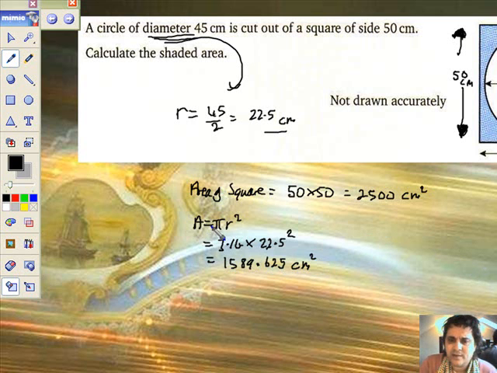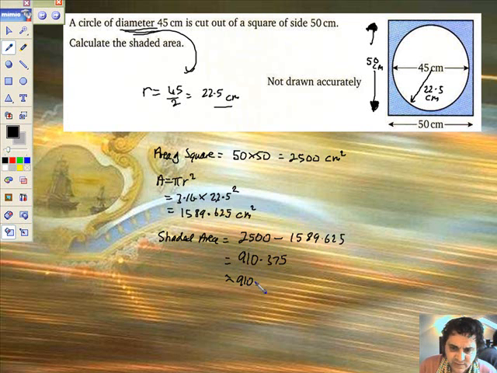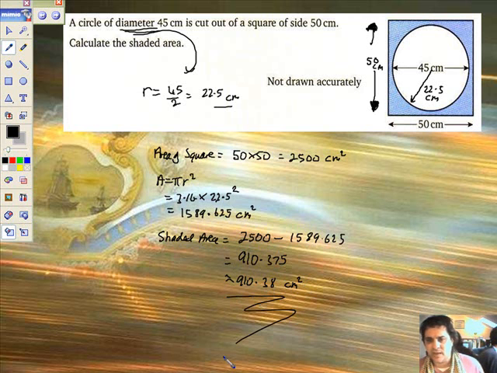Now, that's the square, that's the circle, therefore the shaded area is going to be the difference. Let's take the big bit, which is the entire square, take away the circle, 1,589.625. Again, I will round it, that's for sure. And let's just do that. So 2500 take away 1589.625, and we are left with something. Here it is, 910.375. I want to say that's approximately 910.38, and that's centimetres squared worth a beautiful blue frame, and that is that.